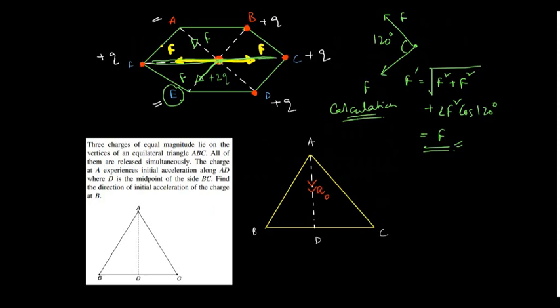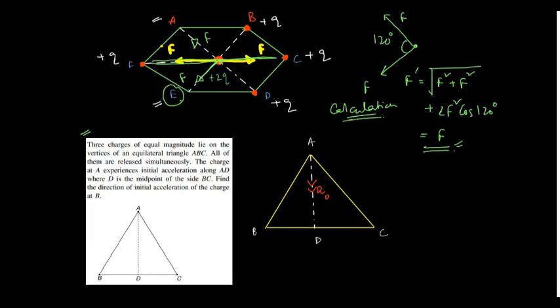What is that? Here is the next discussion. Three charges of equal magnitude lie on the vertices of an equilateral triangle ABC. All of them are released simultaneously. The charge A experiences an initial acceleration along AD, where D is the midpoint of the side BC.